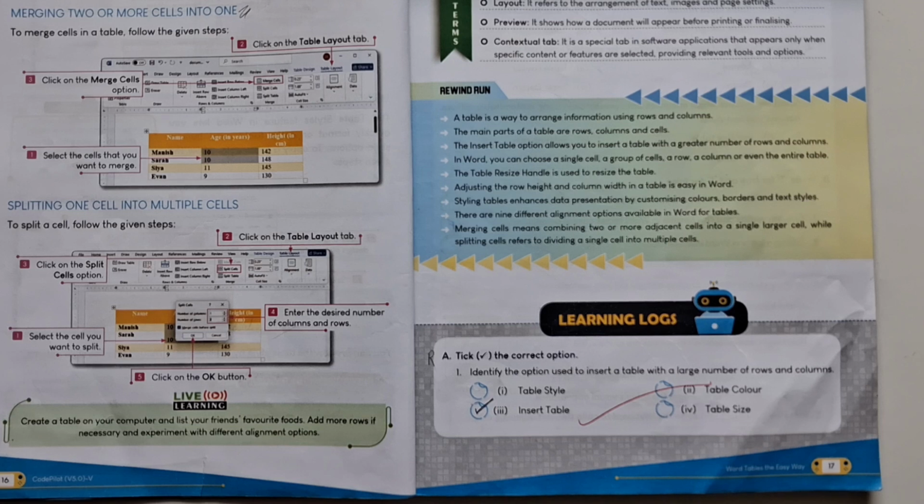Here is A1, tick the correct option. First one, identify the option used to insert a table with a large number of rows and columns. Table style, table corner, insert table, or table size. Which option is correct? Third one, insert table.